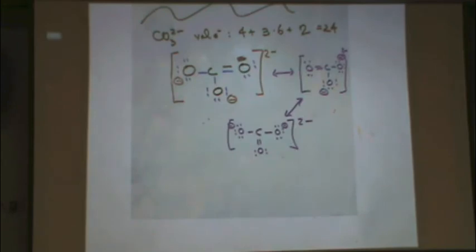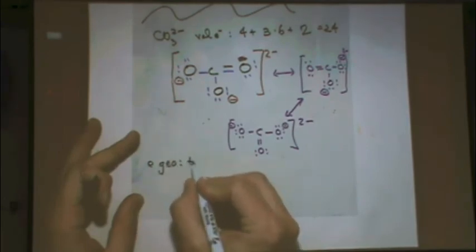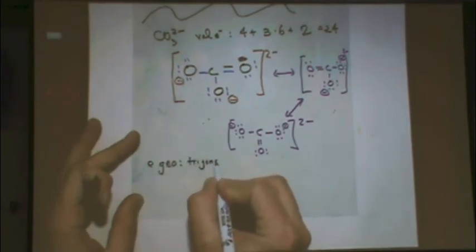Each carbon should have 3 groups, a double bond and 2 single bonds. Doesn't matter which picture you're looking at, 3 groups. So let me write that out, 3 groups. So the electronic geometry is called trigonal planar.